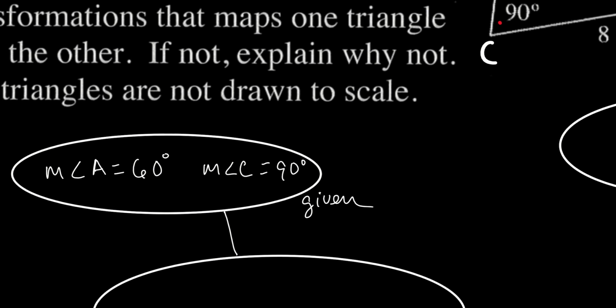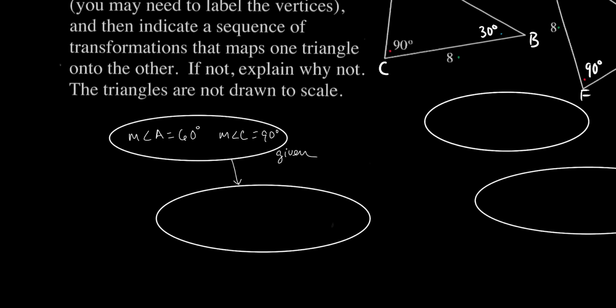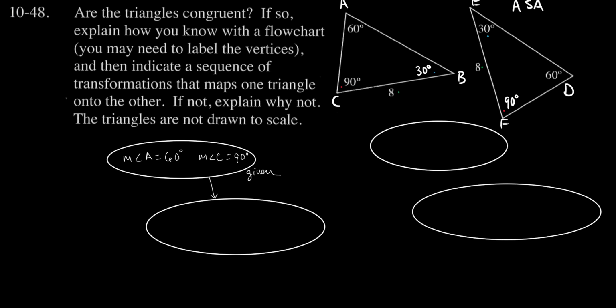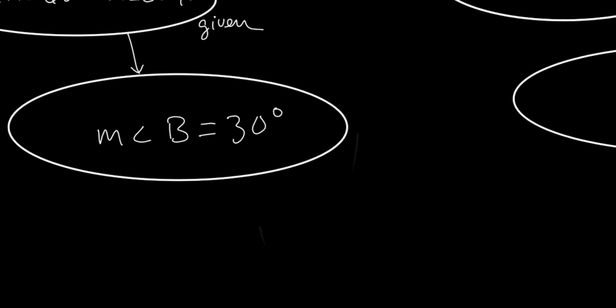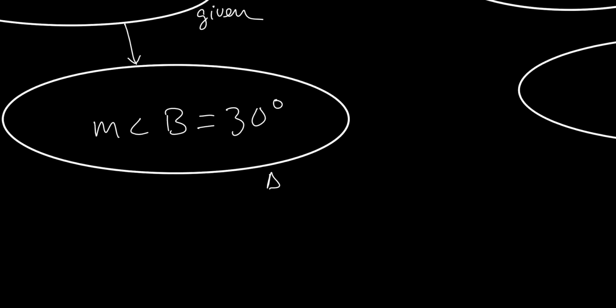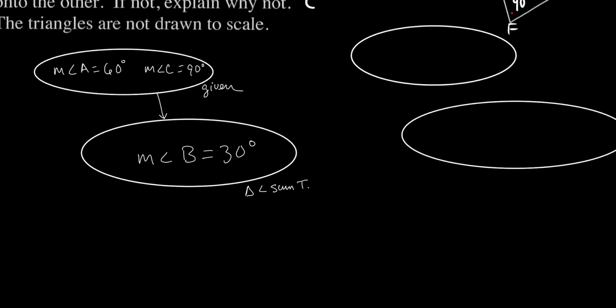Now that is going to go into this oval. Because I've got this triangle with a 60 and a 90, it has to be that the measure of angle B is 30 degrees. And the reason that's true, I'll write here, is the triangle angle sum theorem, which just says the three angles in a triangle add up to 180. So it has to be that. It's just a subtraction problem.